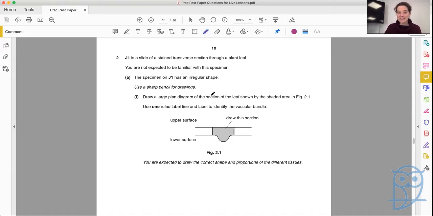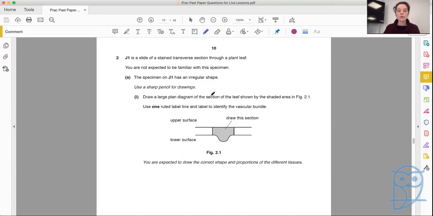Then they remind us, before doing anything else, use a sharp pencil for drawings. Now, it's really important that you follow that instruction, because if your lines are too fat, you can actually lose marks for your drawing. So make sure that you've got a very sharp pencil for your drawing.